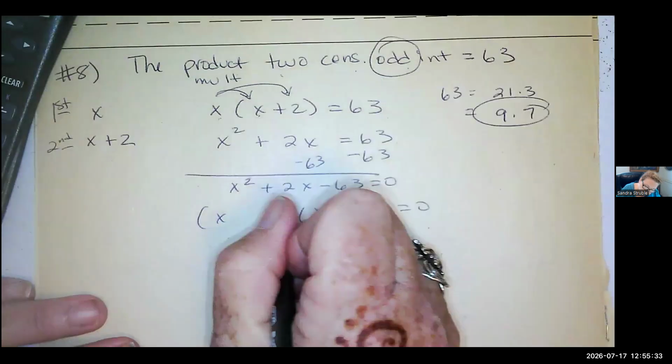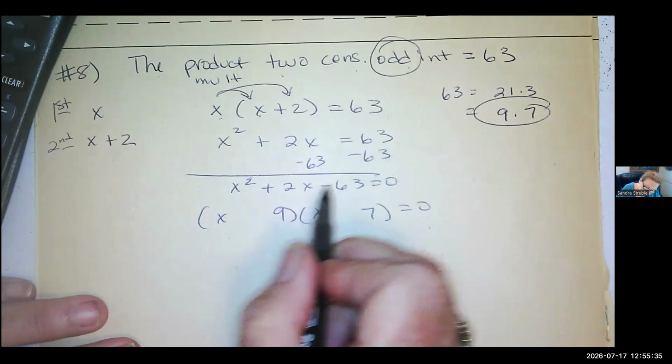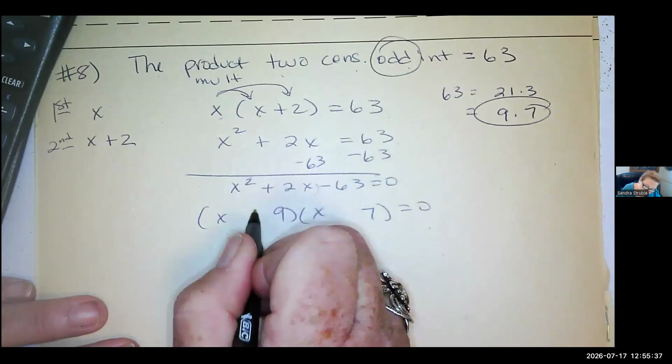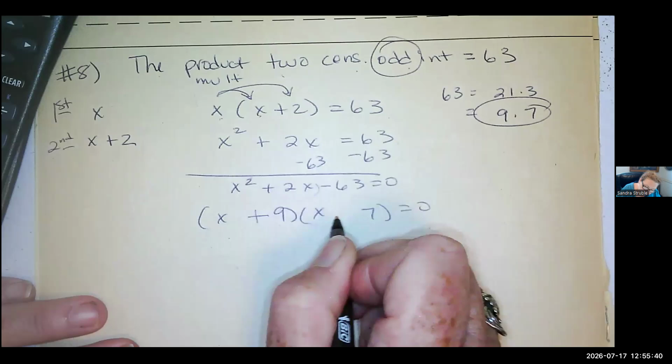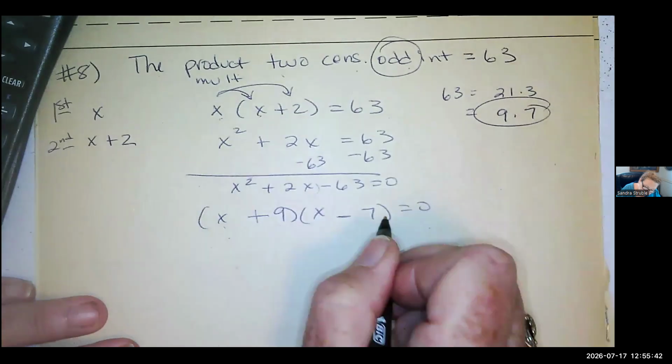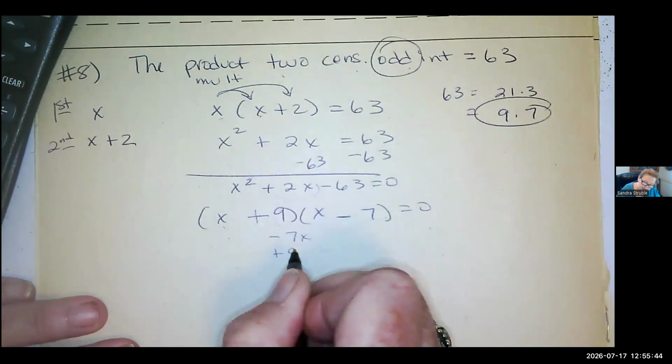We need our middle term to be positive, so our larger term needs to be positive, which means the smaller one is negative. Check your OI. So negative 7x plus 9x is positive 2x. So that wins. Set each of these equal to 0.